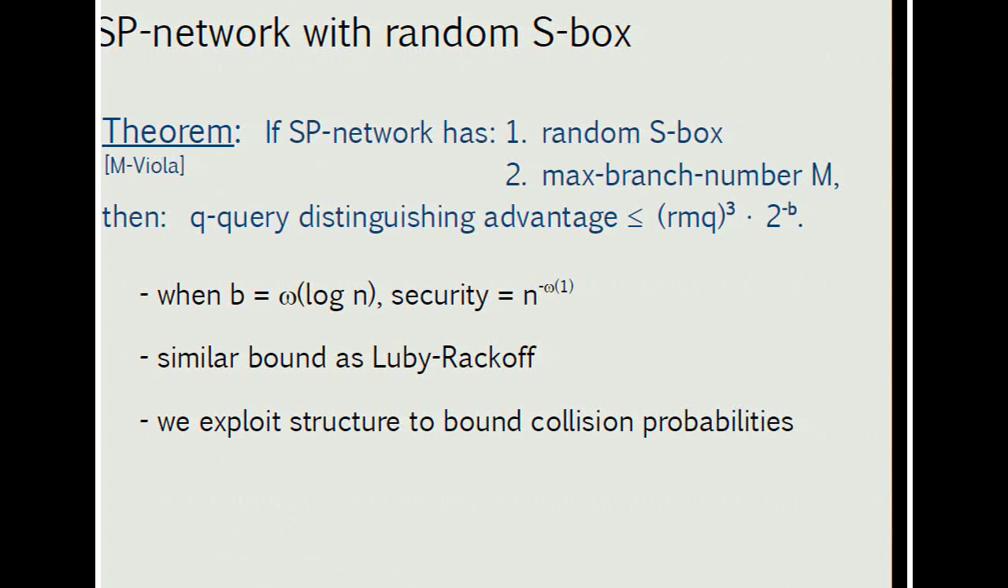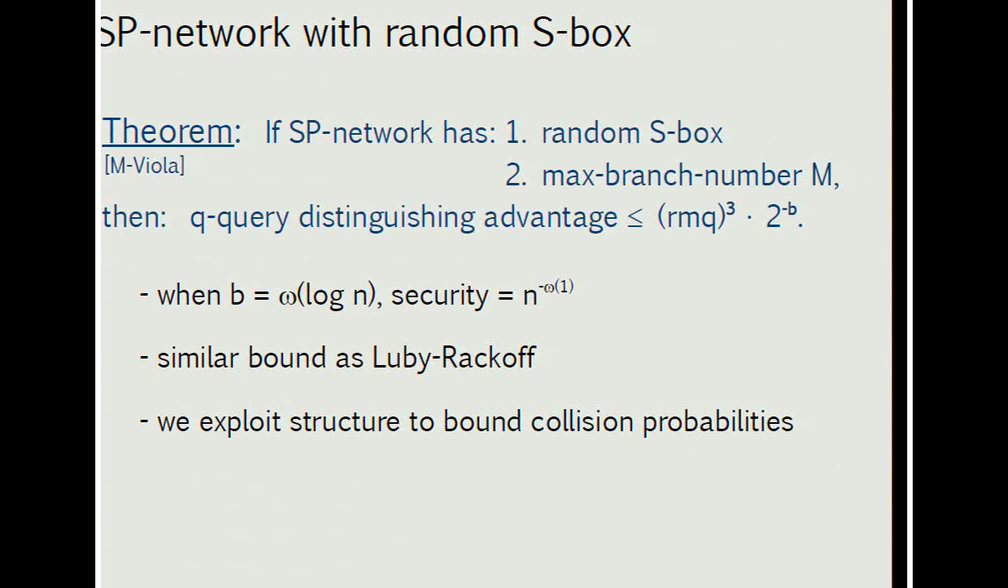Okay. So what do we show? We show that if you take an SPN with a random S-box and where the linear transformation has maximum branch number, then any polynomial time adversary has exponentially small distinguishing advantage, where I mean exponentially small in the size of the S-box. So in particular, when the size of the S-box is super logarithmic, we get super polynomial security.